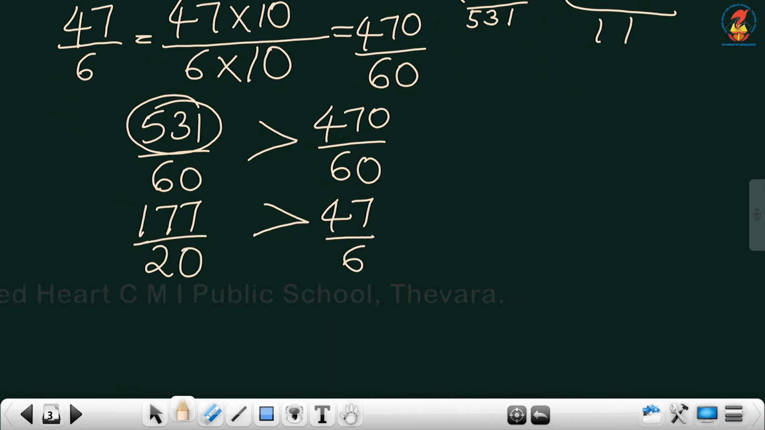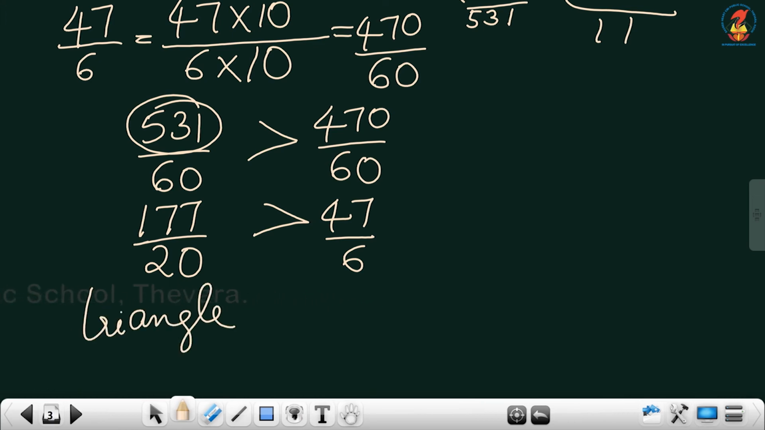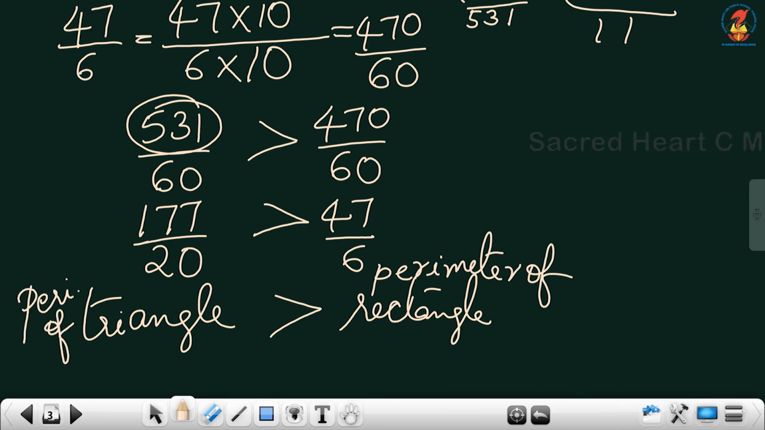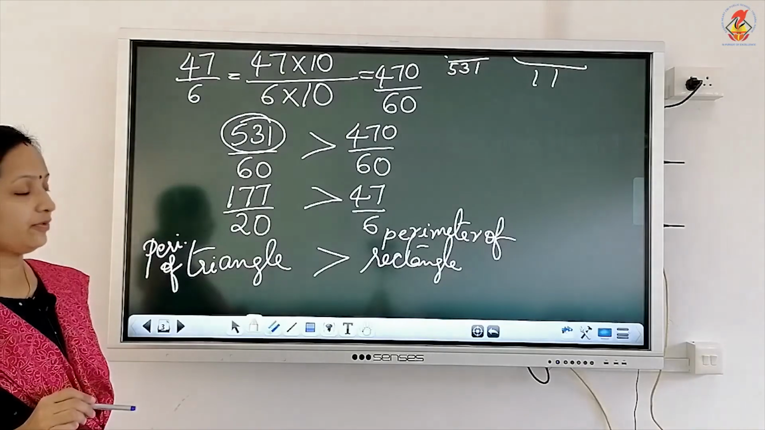177 by 20. Whose perimeter is it? This is the perimeter of the triangle. Perimeter of the triangle is greater than the perimeter of the rectangle. So what is the final answer? Perimeter of the triangle is greater than the perimeter of the rectangle.